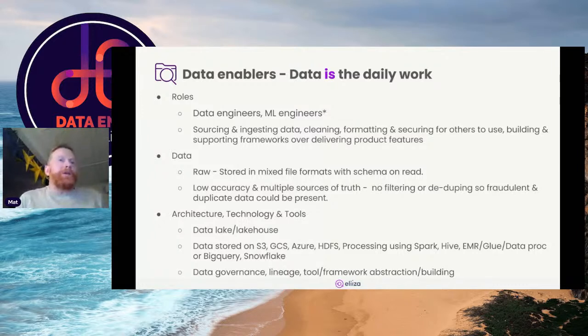The roles we look at when we're talking about data enablers are data engineers and then potentially ML engineers, depending on what level and what they're actually doing. The data they use is the raw data, and so we say they've got a high trust or maturity with data. They're used to dealing with data with low accuracy and multiple sources of truth. There's no filtering or deduping on data, so there might be fraudulent or duplicate data around. But they're used to that, and they can be relied on and trusted to access this kind of data.